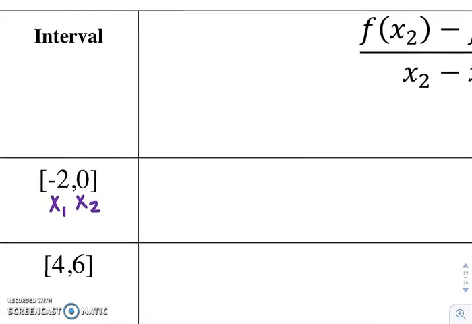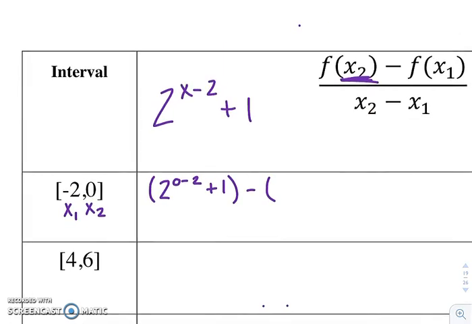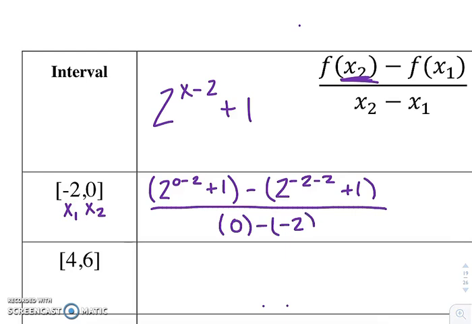So let's plug in. I'm just going to write my function here real quick. 2 to the power of x minus 2, plus 1. Okay, so let's plug in x2 first. So 2 to the 0 minus 2, plus 1, minus, plug in x1, 2 to the negative 2 minus 2, plus 1. And then we just divide that by the x values subtracted from each other. So 0 minus negative 2.